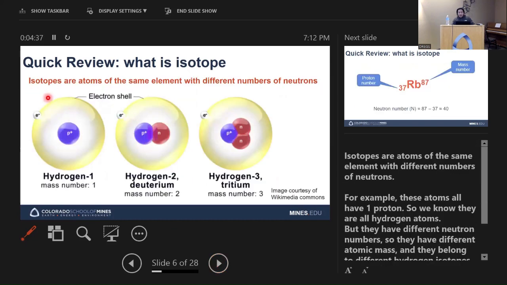Isotopes are atoms of the same element with different numbers of neutrons. These are 3 atoms, and they all have 1 proton, so they all belong to hydrogen, but they have different numbers of neutrons. So there are different isotopes of hydrogen. This one doesn't have a neutron, so the mass number is 1. This is called hydrogen 1. This has 1 proton and 1 neutron, so the mass number is 2, 1 plus 1. So it's hydrogen 2. And this has 1 proton and 2 neutrons, so it has mass number 3. It's called hydrogen 3. They are all hydrogen isotopes.